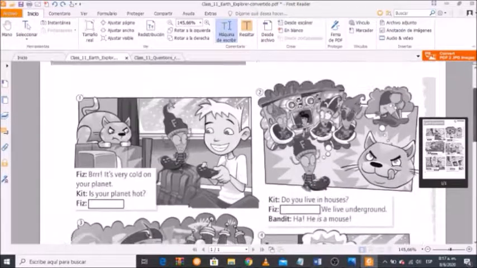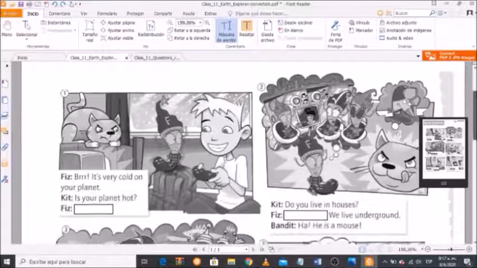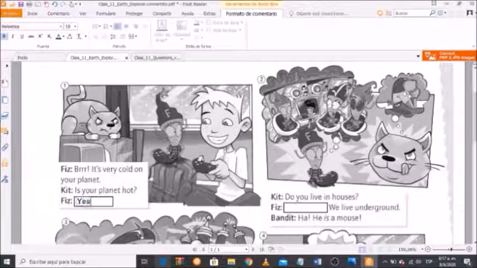So, let's zoom in. And it says, Brr, it's very cold on your planet. Is your planet hot? And what does Fizz say? Very good, he says. Yes, it is. Very good.